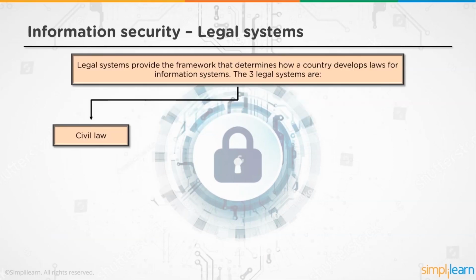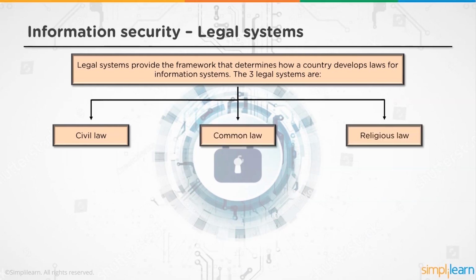Then come the legal systems. That's where the law comes into the picture. Law could differ from country to country or from region to region, and thus, depending on which country you're in, you may need to be aware of the laws of those countries. As far as CISSP is concerned, ISC Square is an American organization, so they would talk about mostly American laws and a few European laws or directives as well. So there are 3 different laws that we talk about: civil, common, and religious laws.